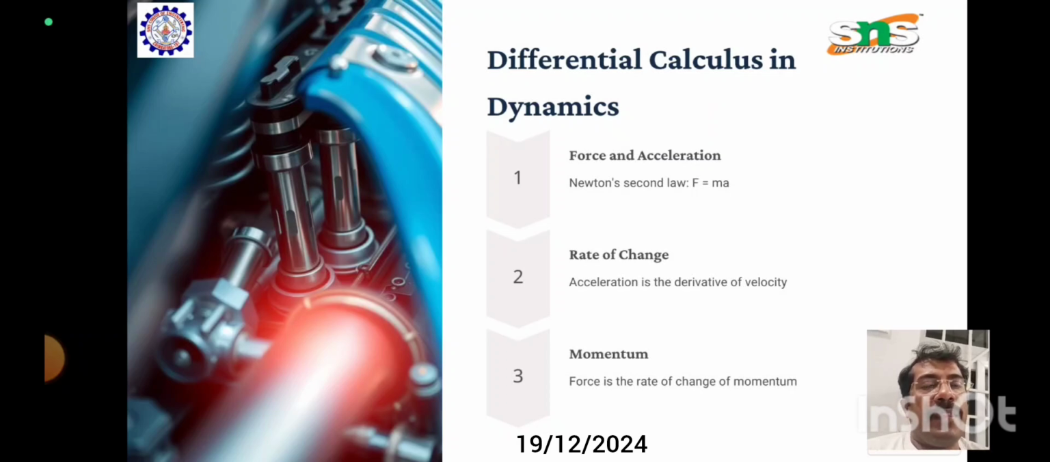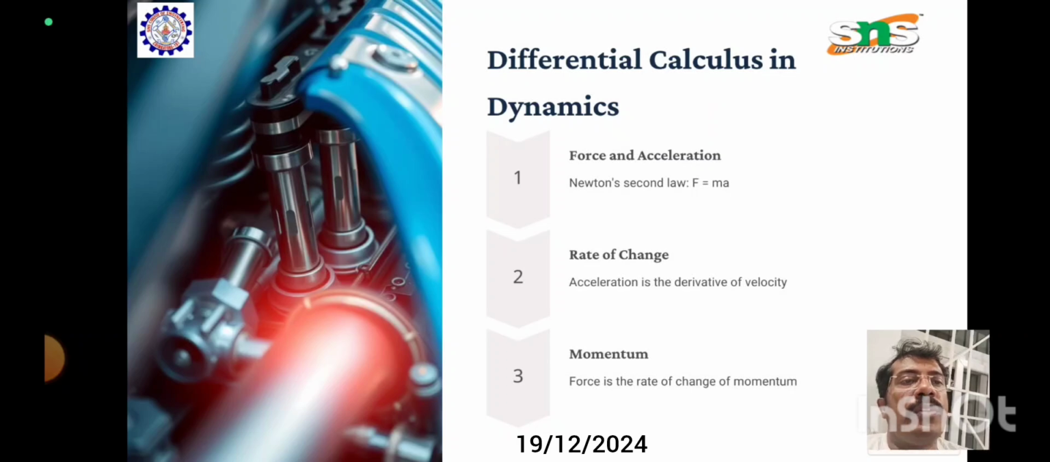engineering. In that series, today we are going to further talk about the importance of differential equations when it comes to dynamics. First of all, which are the areas, which are the places where we need differential calculus? Actually, first of all, where the force is involved, that is when we talk about velocity, when you talk about acceleration.